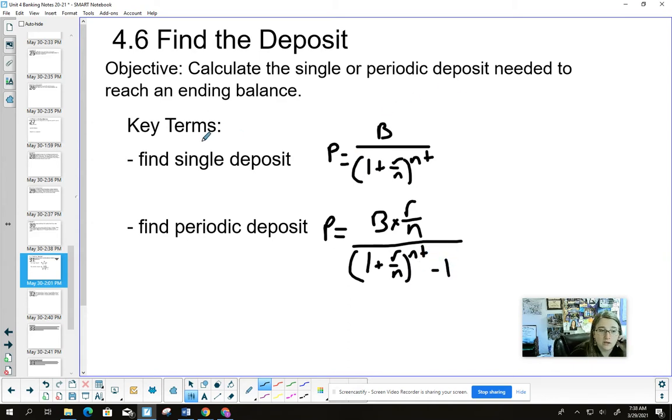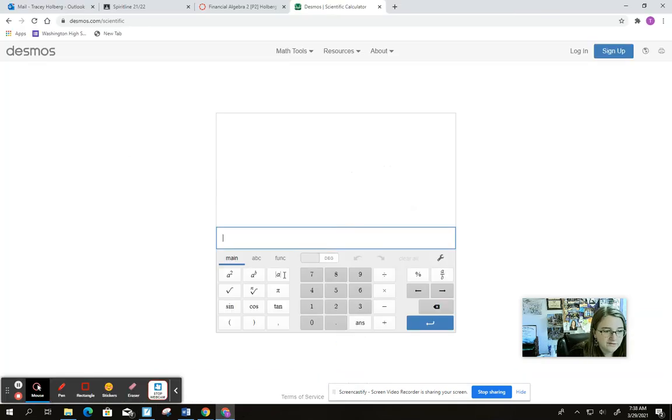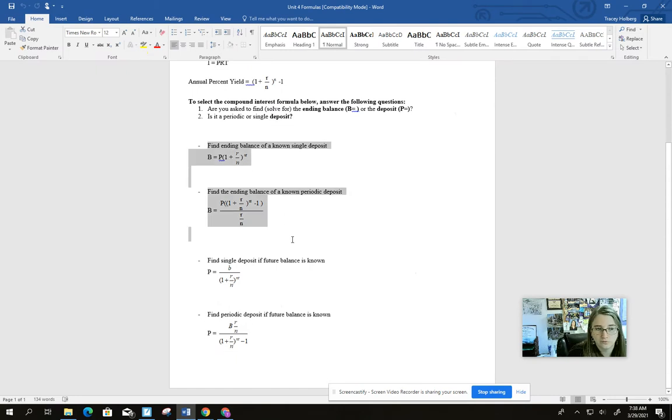So these are the two formulas we're going to be working with. And the key is, is it a single or a periodic deposit? That's how we know which one to use. So you have to find the word deposit in the question, read around it, and determine if it's a one-time deposit, the only deposit they make, or do they keep making this deposit? These formulas look very similar because they are derived from the first two. Things are just moved over to solve for P, and that's it.